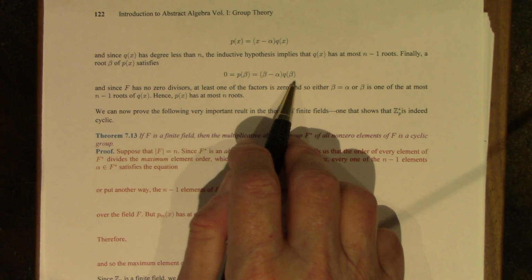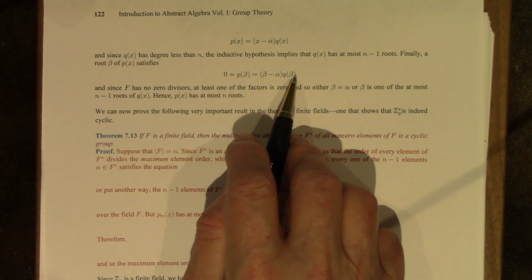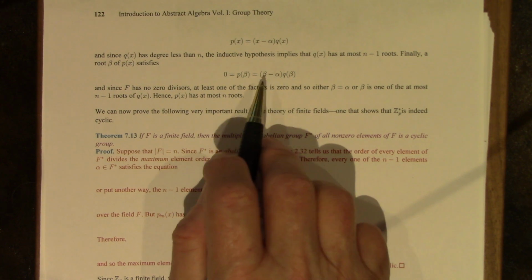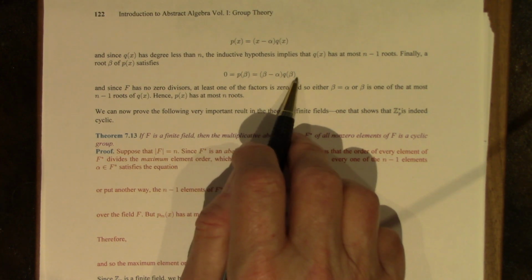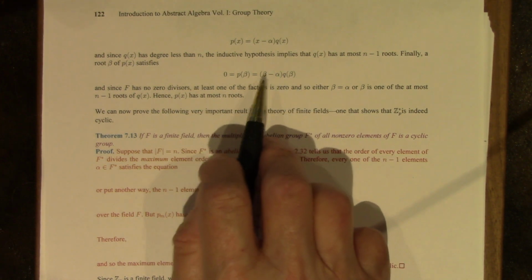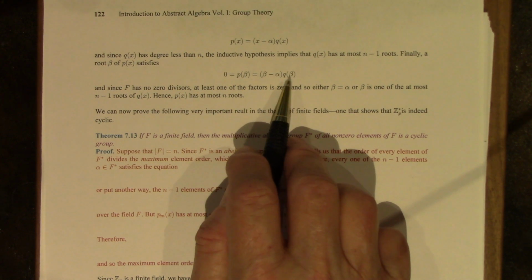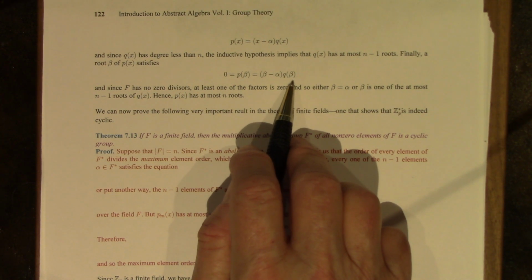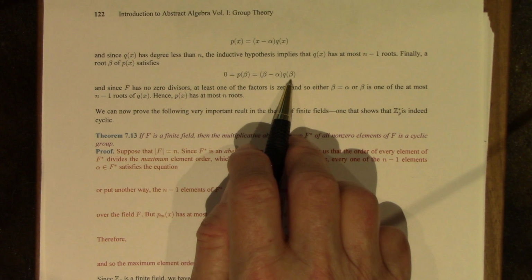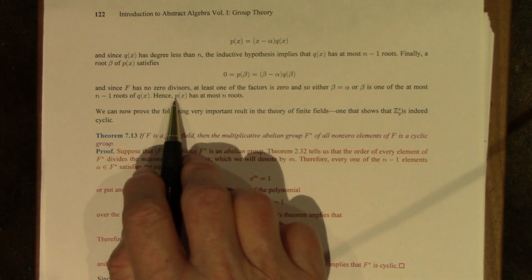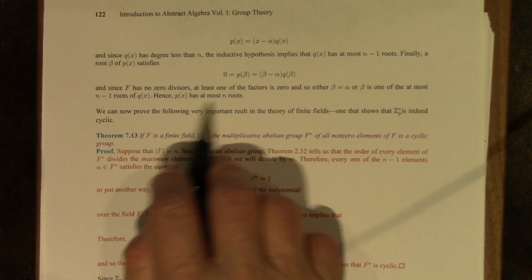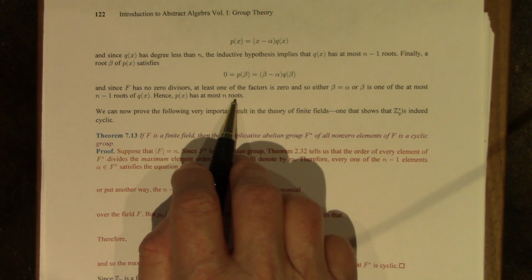And this is the key point: since F has no zero divisors, one of these two at least has to be 0. So either beta equals alpha, or beta is one of the at most n minus 1 roots of q(x). So p(x) has at most n roots.